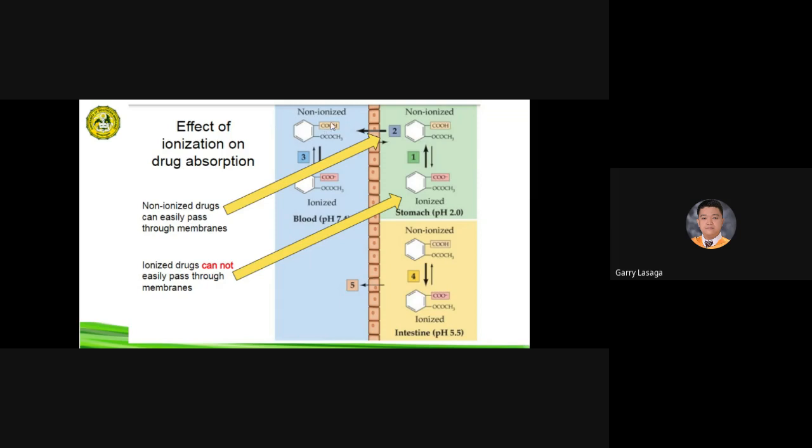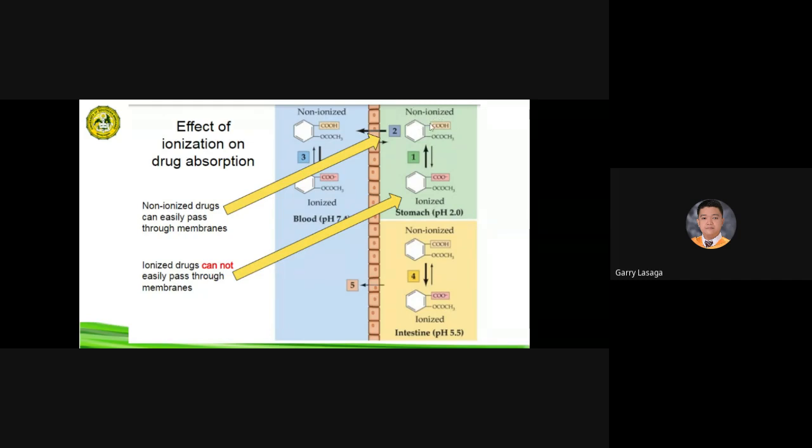So for example, we have here one ionized drug that is placed in the stomach with a pH of 2. These ionized drugs cannot easily pass through the membrane, while the non-ionized drugs can easily pass through the membrane.